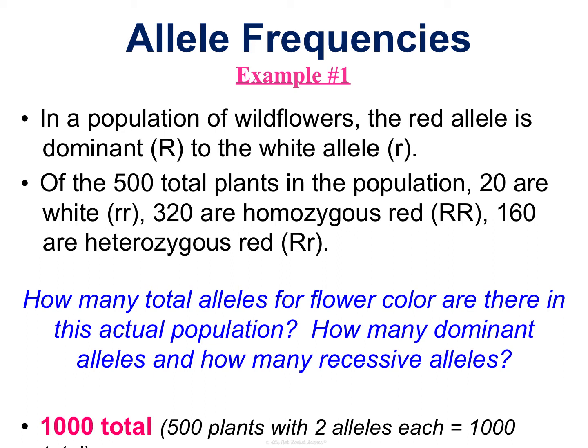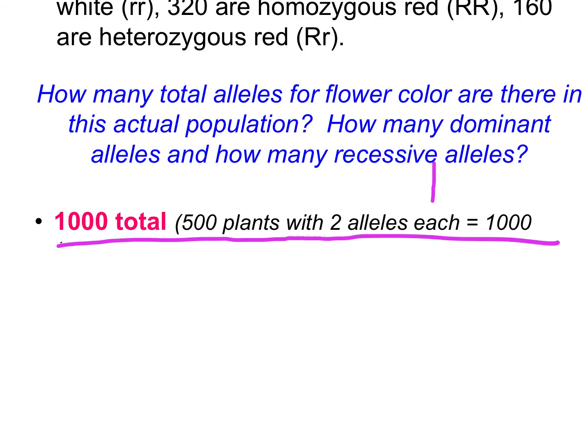So how many total alleles for the flower color are there in this population? And how many dominant alleles do we see versus the recessive alleles? Frequency is going to be expressed as a decimal. Even though we can think about it as a percentage, we want to express it as a decimal. If I have 500 plants, that means I have 1,000 total alleles because every plant has two. So there are 1,000 alleles total to account for.